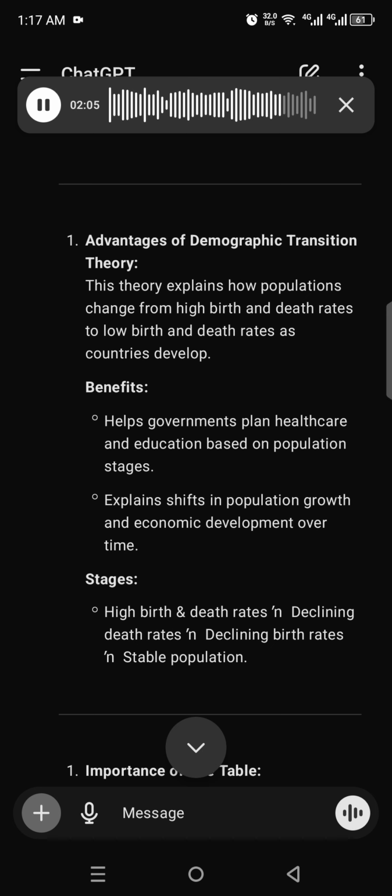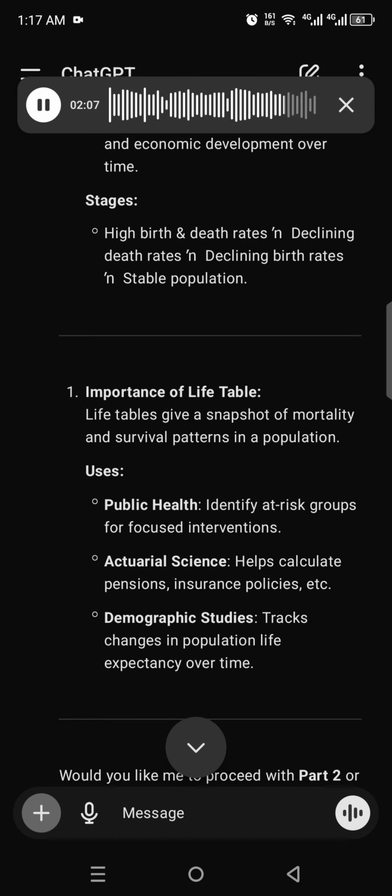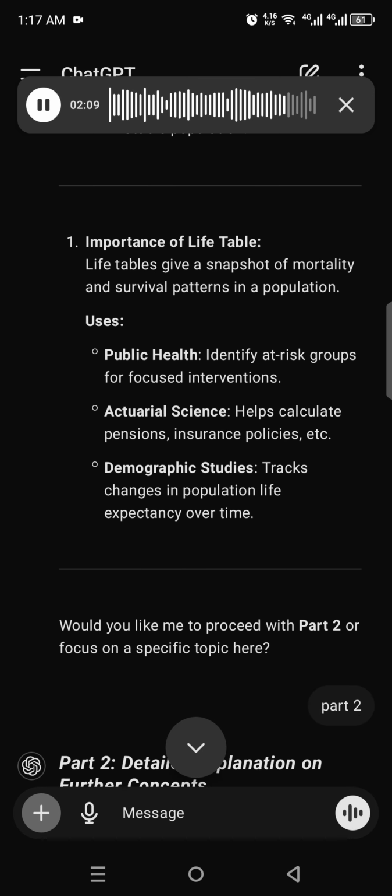5. Importance of life table. Life tables give a snapshot of mortality and survival patterns in a population. Uses: public health, to identify at-risk groups for focused interventions. Actuarial science helps calculate pensions, insurance policies, etc. Tracks changes in population life expectancy over time.